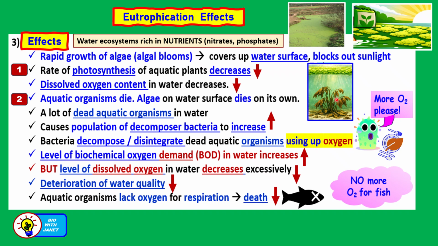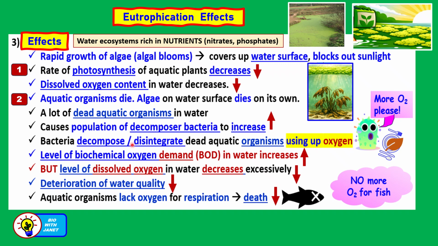Now, the aquatic plants will die due to lack of sunlight. And then the fish will die due to lack of oxygen in the water. And then the algae on the water surface will also die soon, all right? It will reach the end of its life cycle, then it will die. So the first effect, as we said, is when the algae blocks out the sunlight, and then it causes a reduction in the amount of dissolved oxygen, right?